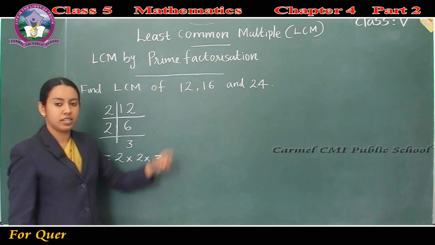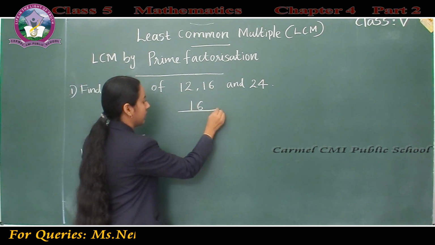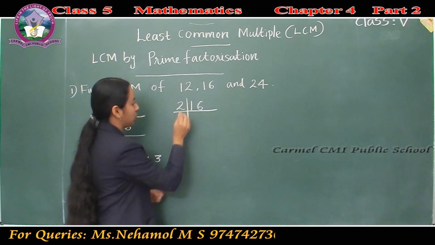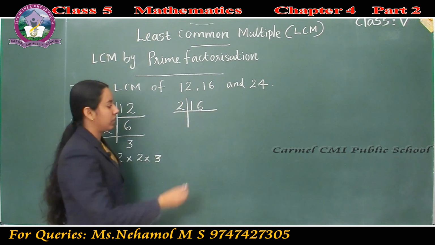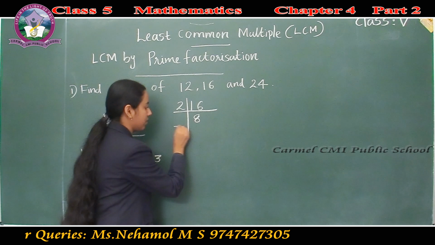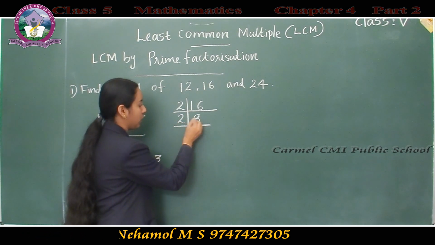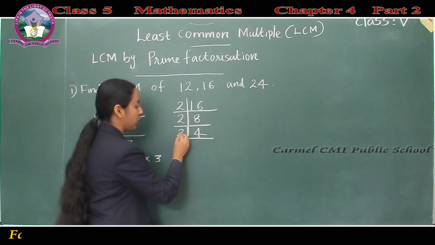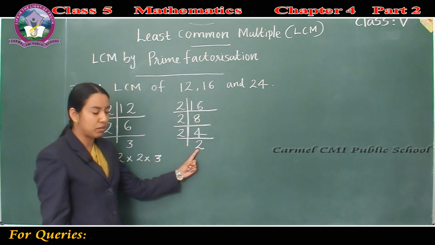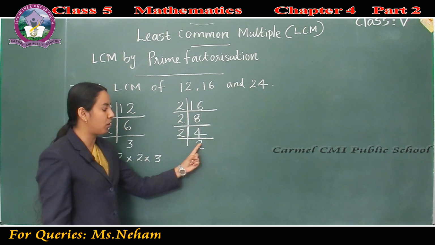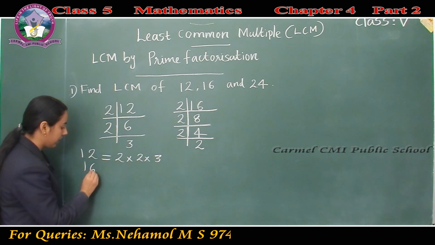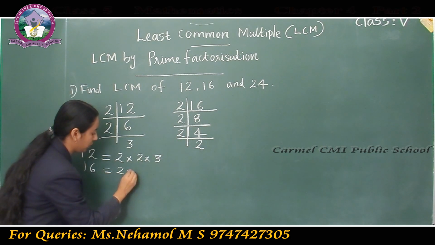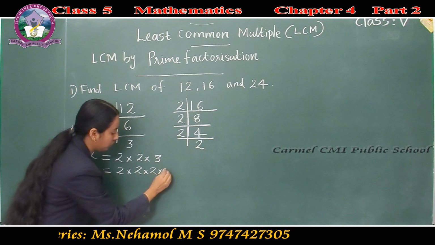Then next number 16. Prime factorization of 16. 16 is also an even number. We have to divide with 2. 16 divided by 2 is 8. Then 8 is also divisible by 2. 8 divided by 2 is 4. Then 4 is also divisible by 2. 4 divided by 2 is 2. We got a prime number here. We can write 16 as the product of prime factors. 16 is equal to 2 into 2 into 2 into 2.